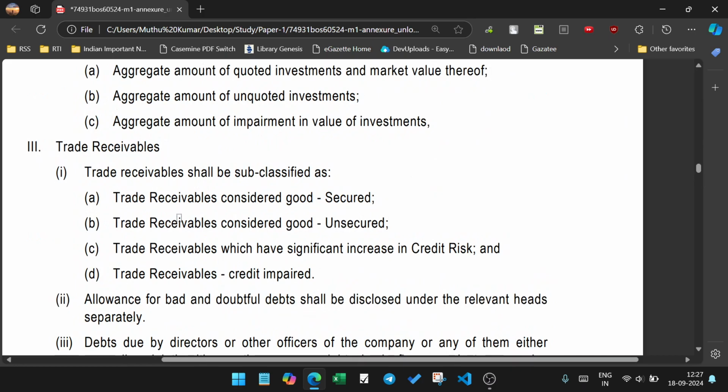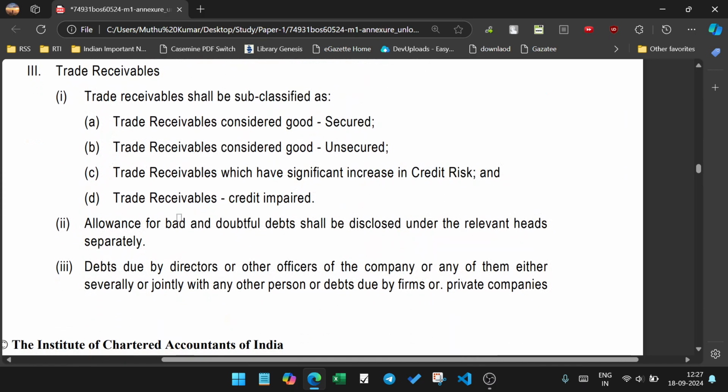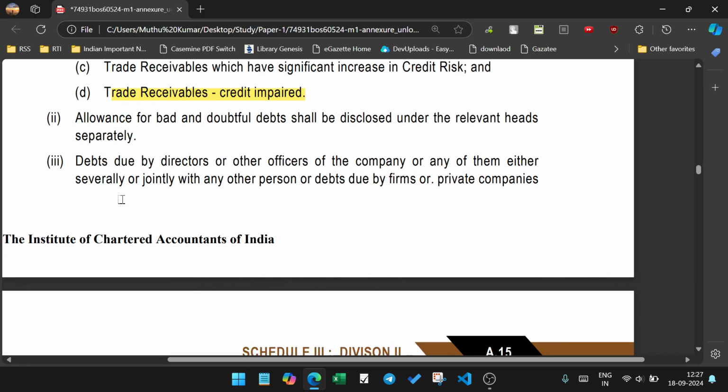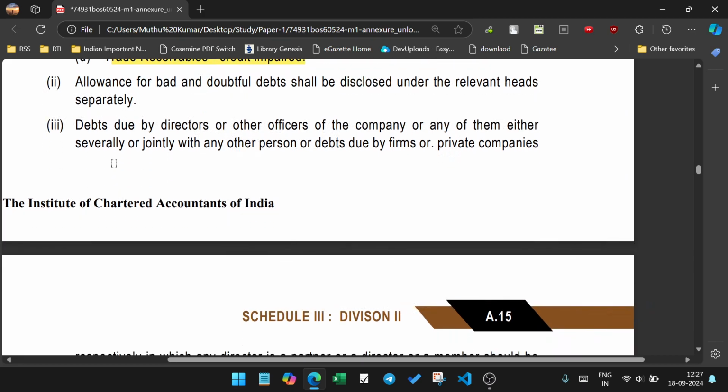Trade receivable. Trade receivable shall be subclassified as trade receivable considered good secured, trade receivable considered good unsecured, trade receivable which has significant increase in credit risk, and trade receivable credit impaired. The allowance for bad and doubtful debt shall be disclosed under the relevant heads separately.